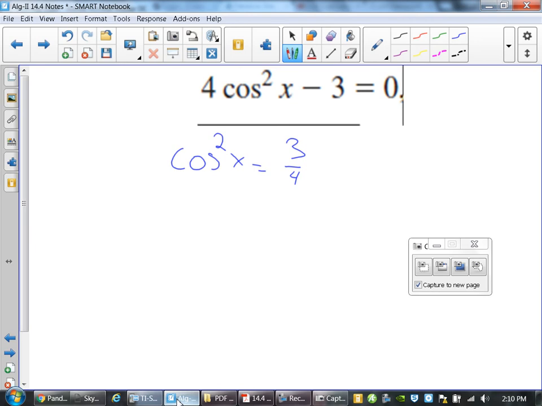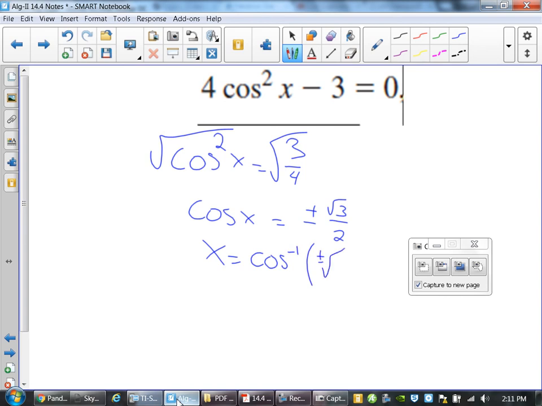Square root. What happens when you square root over an equal sign? I get plus minus root 3 over 2. Which means, how many angles am I going to wind up with in one revolution? That's not okay. Because cosine is positive in 2 spots and it's negative in 2 other spots. There are 4 different angles. There are 4 angles that have a reference angle that gives me root 3 over 2.